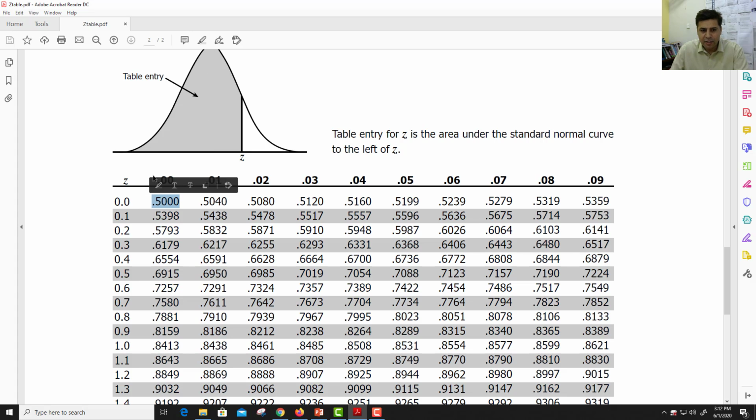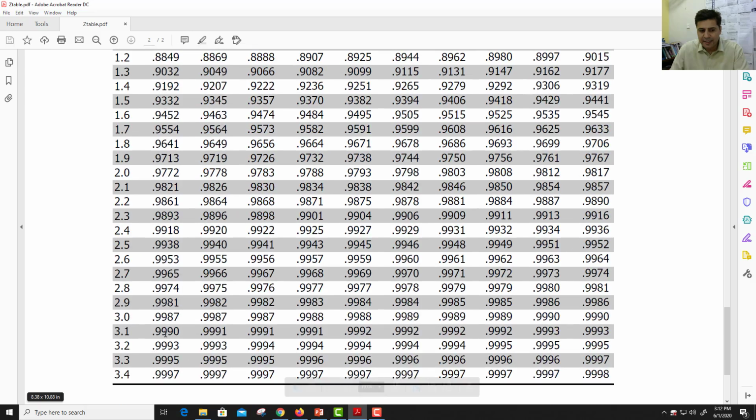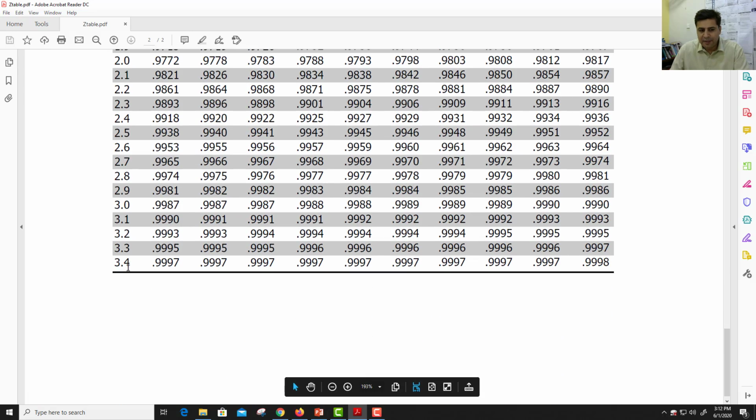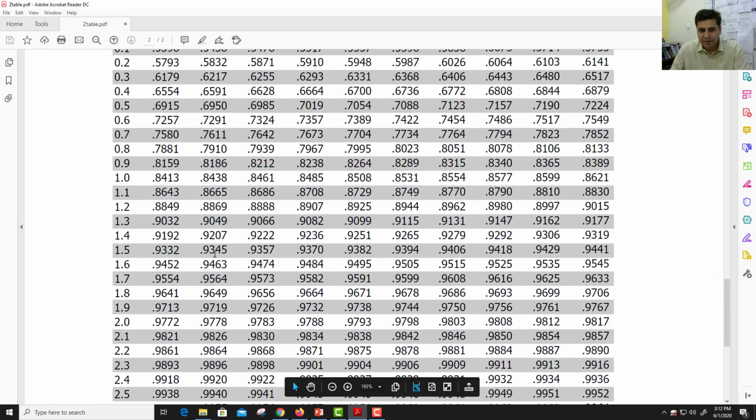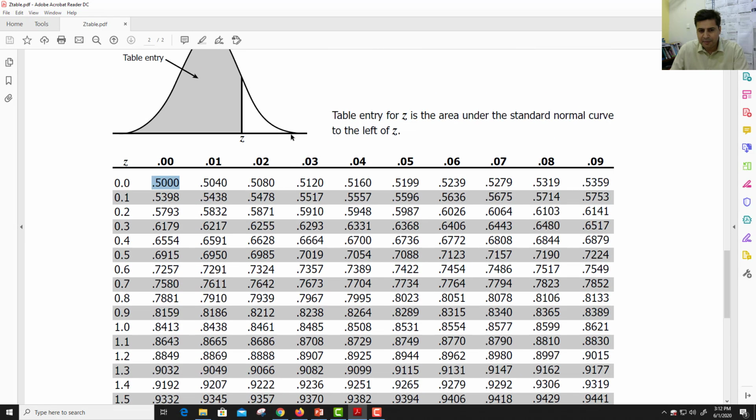So this is 0.50. When you go toward the right-hand side, meaning the positive values, for example z is equal to 0.1, 0.7, this area will also increase. And at 3.4, when the value of z is equal to 3.4, it will be near this point and it will be near 100%.